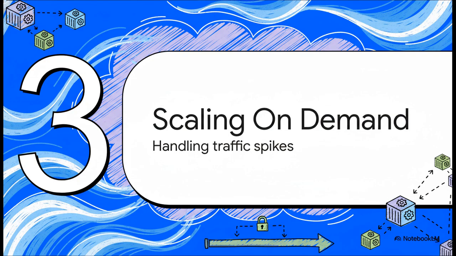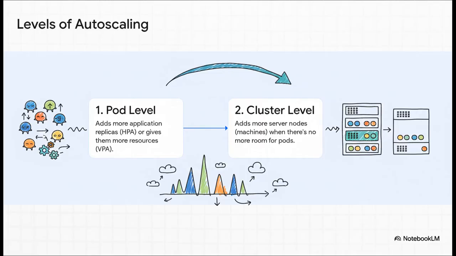All right, so we've got our system healing itself when things go wrong. That's huge. Now, let's talk about that second big headache, crazy, unpredictable traffic. This brings us to section 3, where we're going to build a system that can scale up and down all by itself. In the world of Kubernetes, you've got to think about auto-scaling on 2 different levels.